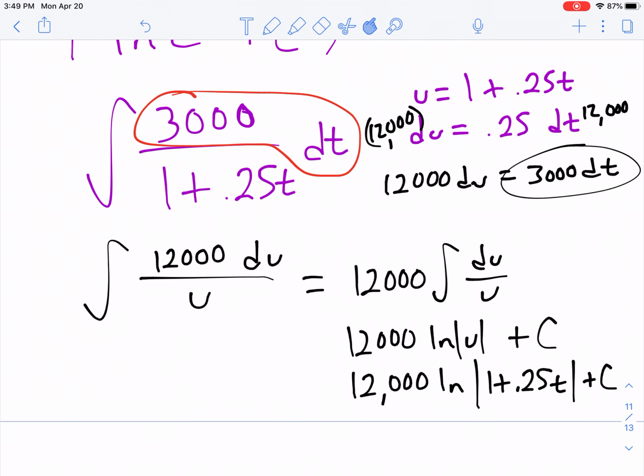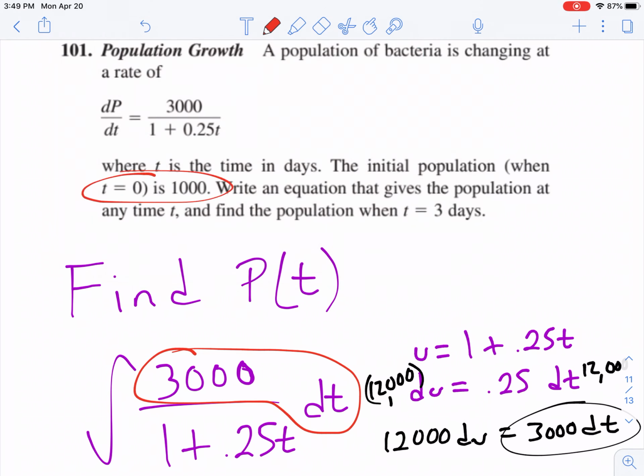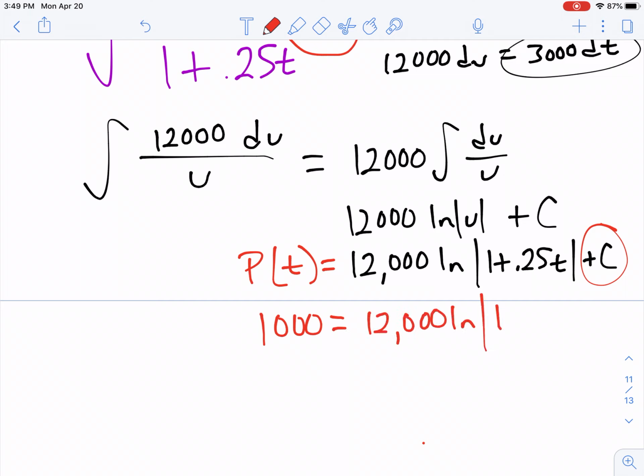All right, now we're not done though, because it also gives us this right here. At t equals 0, the population is 1,000 bacteria. So that is essentially the information we need to solve for c. So if p of t equals this whole thing, and if our t value is 0, our population equals 1,000. So basically, if we plug in 0 where the t is, 1 plus 0.25 times 0 plus c, we can solve for the c value, which is essentially the y-intercept, the initial value.